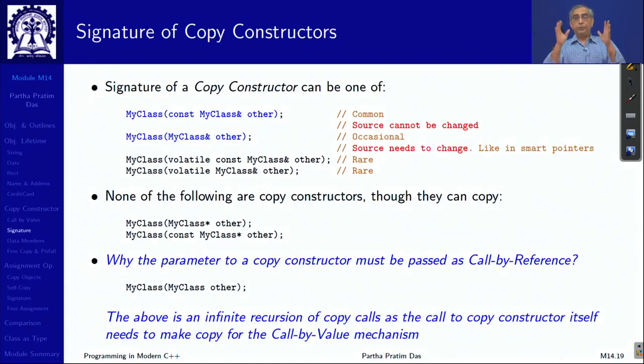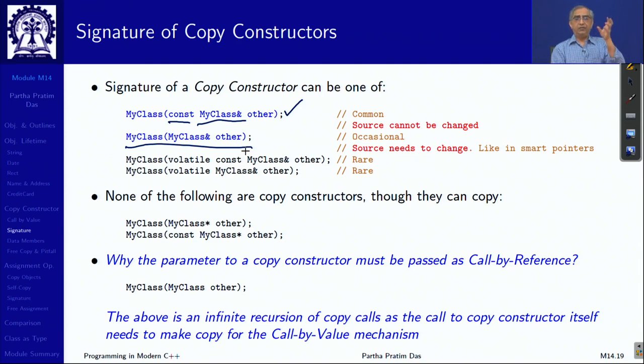So, what should be the signature for the copy constructor function? This is the most common signature, where you pass the parameter to the copy constructor by reference, and you make that a constant, so that the source cannot be changed. It is also possible that you write a copy constructor where you have not used const. You might wonder that while I am copying, why do I need to change the source?